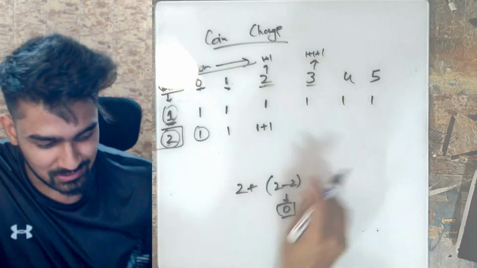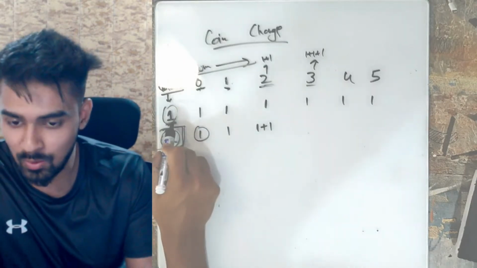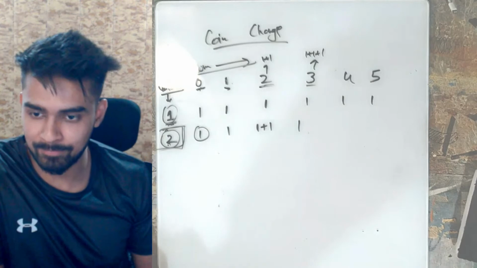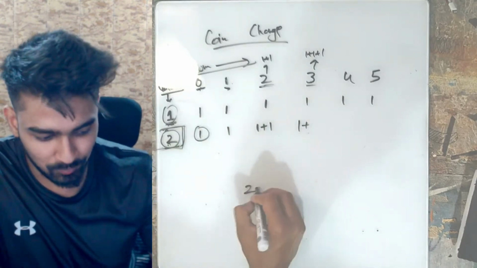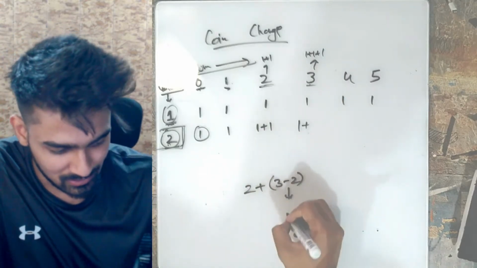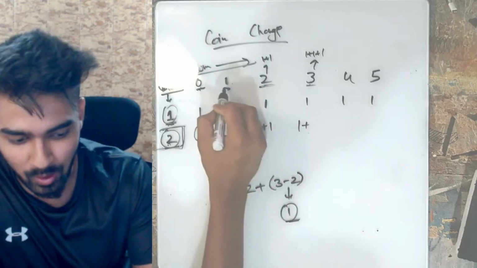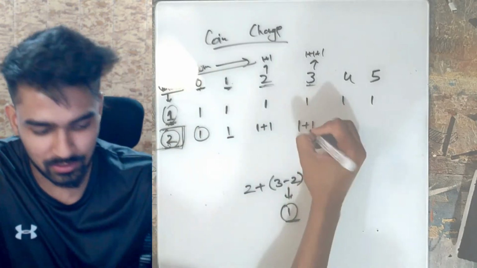Similarly, when you come on to this 3, you will say that you can either keep this 2 aside and consider only 1 that had one way, or you could actually make use of this 2, which means add 2 plus the difference, which is 3 minus 2, which is 1. So the number of ways of making 1 when you have 1 and 2, which is this one, you add 1 here.